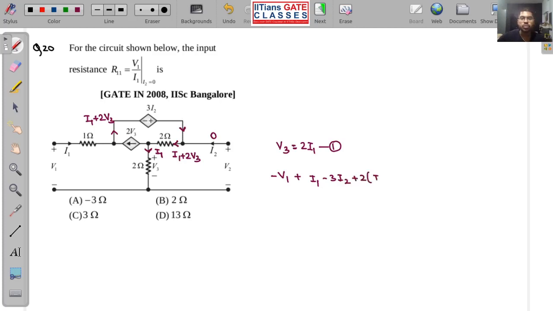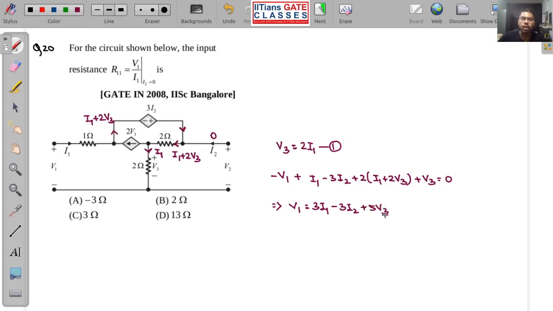So 2 into I1 plus 2V3, and this will be what? Plus V3. So plus V3, or I can even write 2I1, it's okay. So now let us see what we get. Here I have V1, so V1 is equal to I1 and this is 2I1, so 3I1 minus 3I2, and what I get? Plus 4V3 plus V3, plus 5V3, okay, plus 5V3.